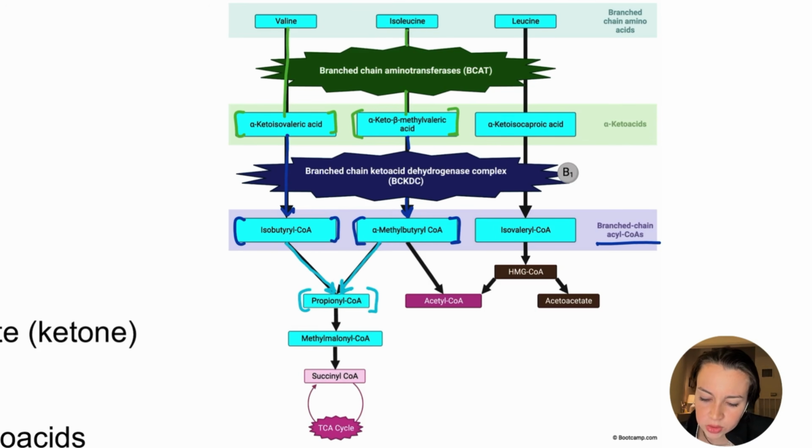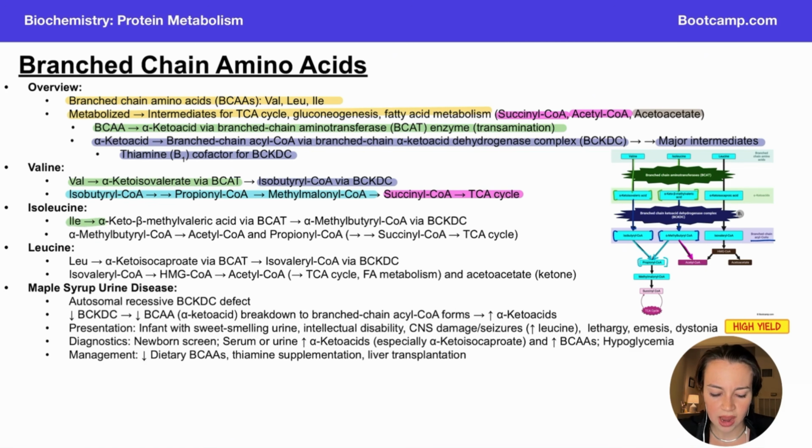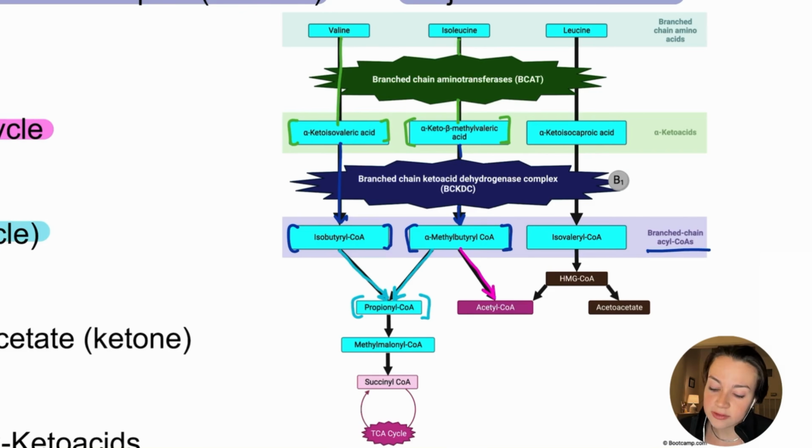Alpha methylbutyryl-CoA can also become acetyl-CoA, right here at the center of our metabolism map, so we can participate in fatty acid metabolism or ketone metabolism. It really is the central hub for this whole map. So we've got isoleucine to alpha keto methylvaleric acid via BCAT, and then BCKDC will do its thing to create alpha methylbutyryl-CoA, and that'll go on to either form acetyl-CoA or propionyl-CoA, which eventually becomes succinyl-CoA to go to the TCA cycle. Let's follow the pattern again for leucine.